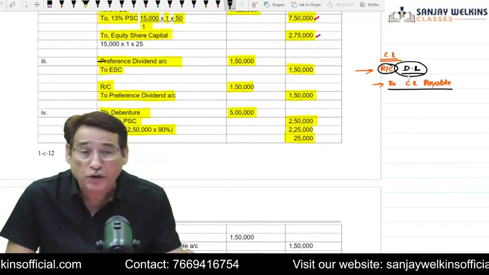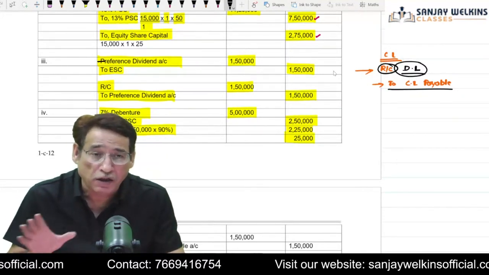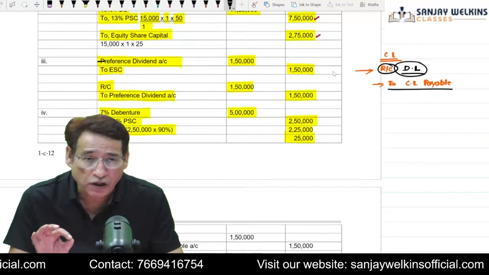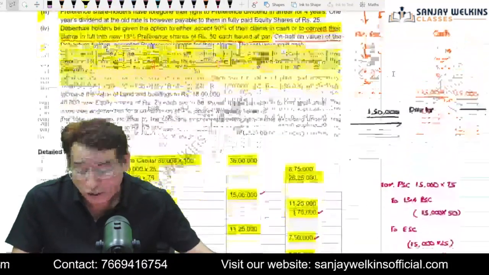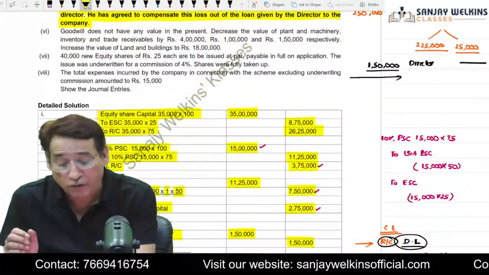Director's loan account debit to contingent liability account. Is it clear to you? I hope I am clear at this point to everyone. So now, with respect to this point, things are clear. Then we move a little bit further.